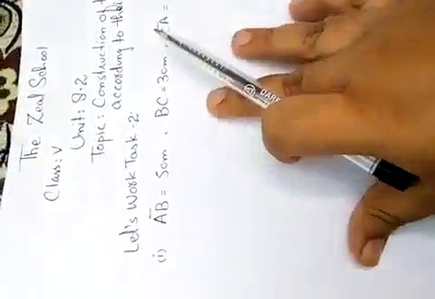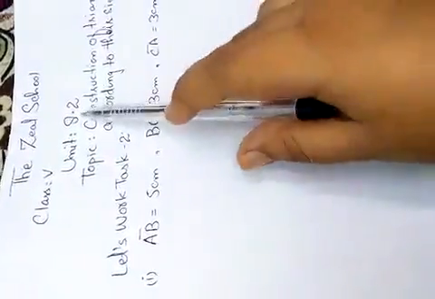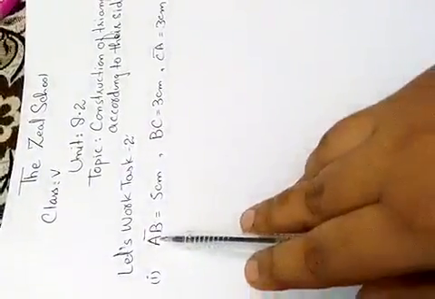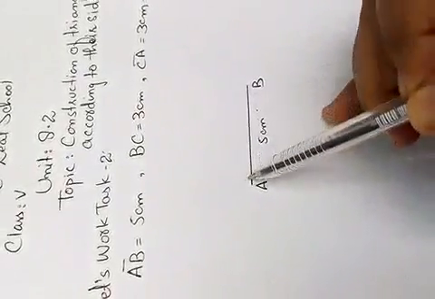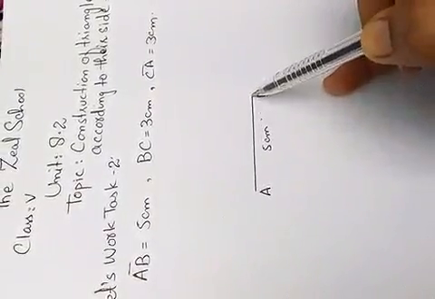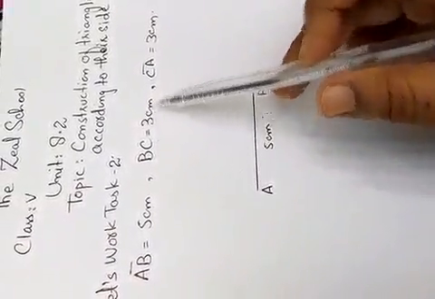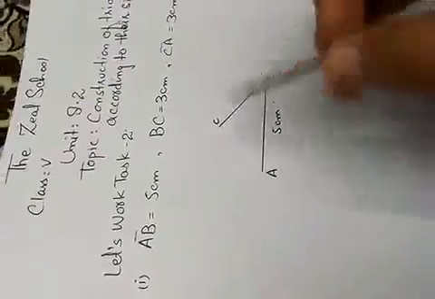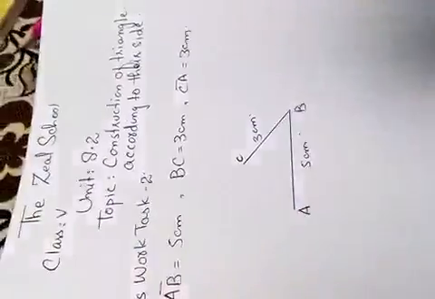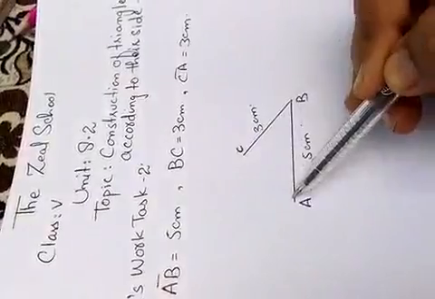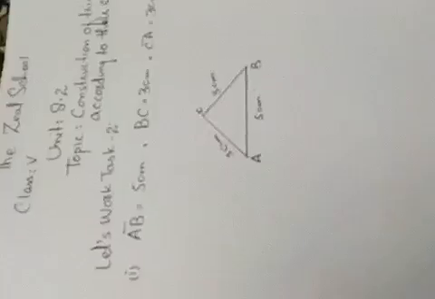Okay, now let's work on task 2 of this unit. In this, you have to construct a triangle according to its sides. We have to construct a triangle, and the sides are given. AB is equal to 5 centimeters. So I have drawn AB, which is 5 centimeters. Now we have to draw BC, which is 3 centimeters. Now we have to draw CA, which is also 3 centimeters.